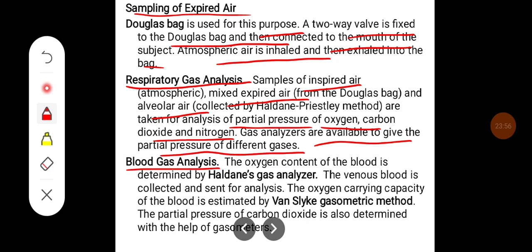Then blood gas analysis. The oxygen content of the blood is determined by Haldane's gas analyzer. The venous blood is collected and sent for analysis. The oxygen carrying capacity of the blood is estimated by the Van Slyke gasometric method. The partial pressure of carbon dioxide is also determined with the help of gasometers.